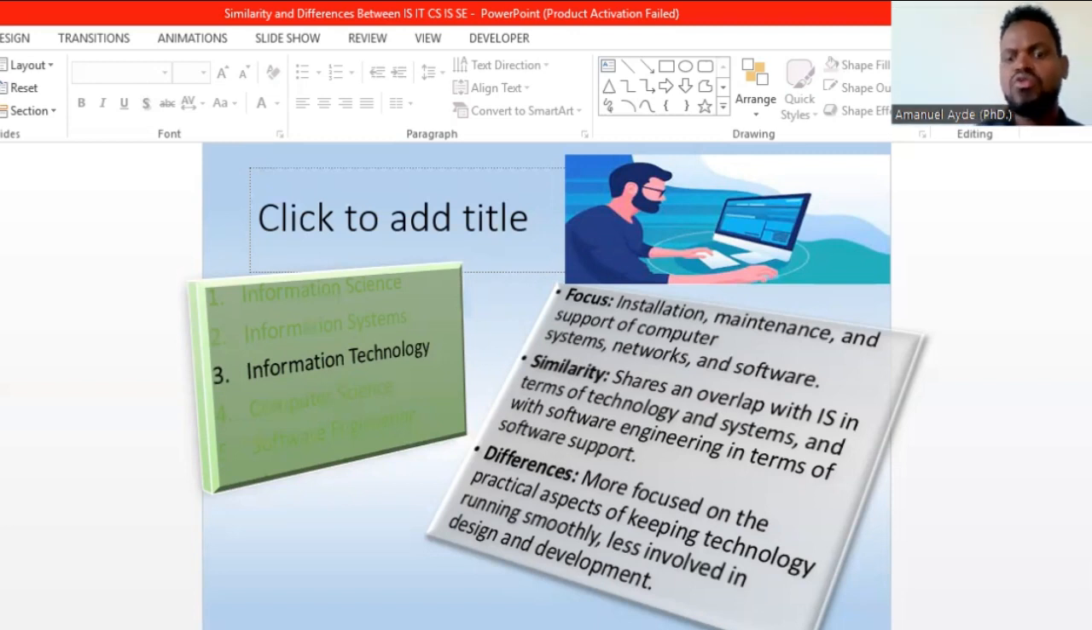The difference is more focused on the practical aspect. When we say information technology, it's the practical aspect: basically, keeping technology running smoothly. For example, the ICT director or ICT department of some company works on practical activities like making the network more operational, developing software for that company or doing some business, so it is less involved in design and development. Instead, it focuses on applying something in the real environment. That's the intention behind information technology.